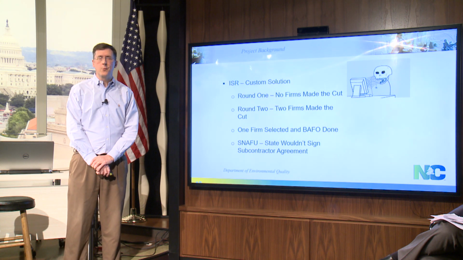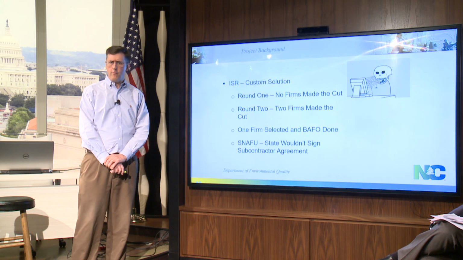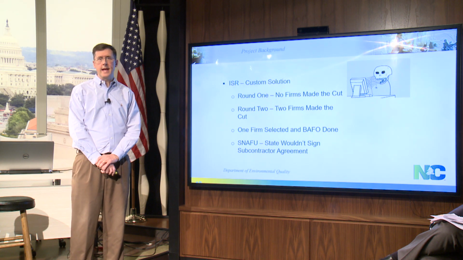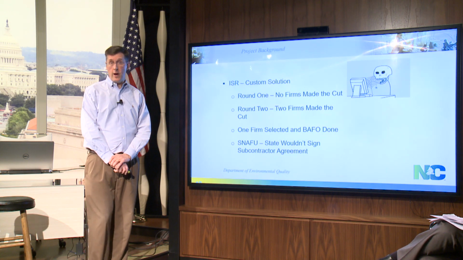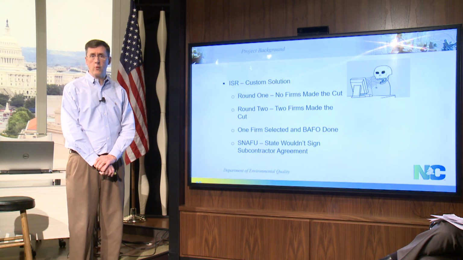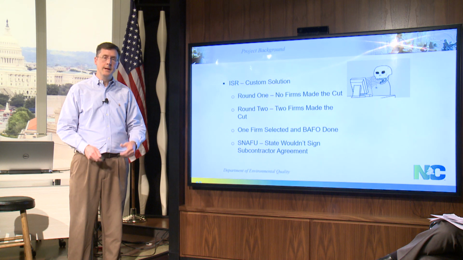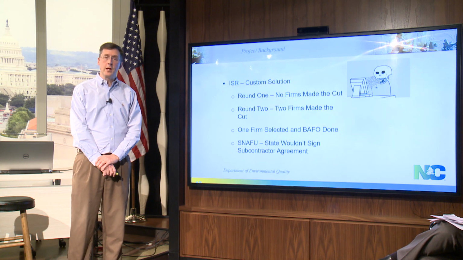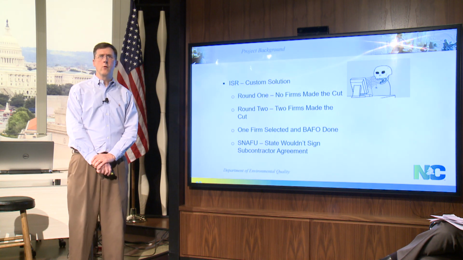So we went to round 2, and 2 firms actually did make the cut. We did a best and final offer for this custom-built solution, and we were very excited about it. Then we hit a snafu, as you would call it, where the contractor wanted us to sign a subcontractor agreement. The subcontractor was going to actually host the solution, because we wanted to do it in the cloud online, and they wanted us to sign a subcontractor agreement. The State of North Carolina, as most entities, does not sign subcontractor agreements, and so the deal fell through once again. So we were back to square one.